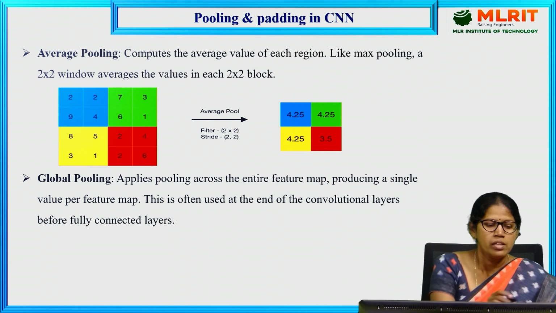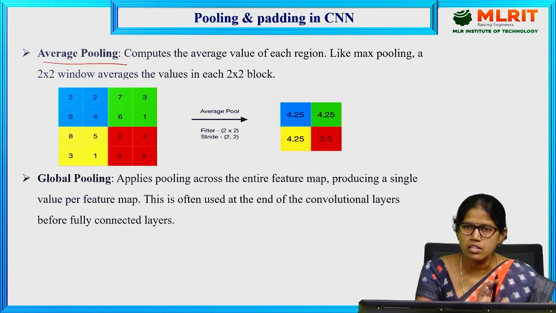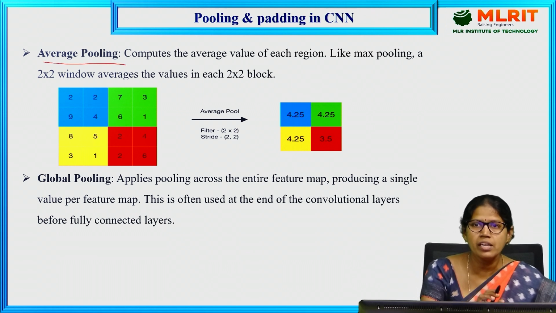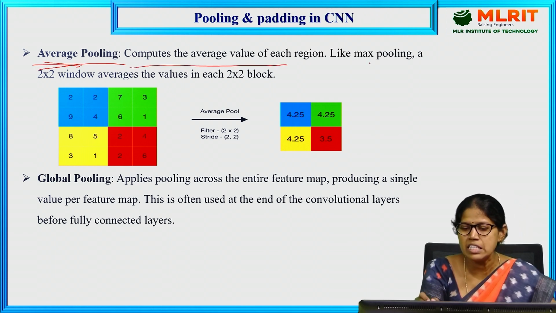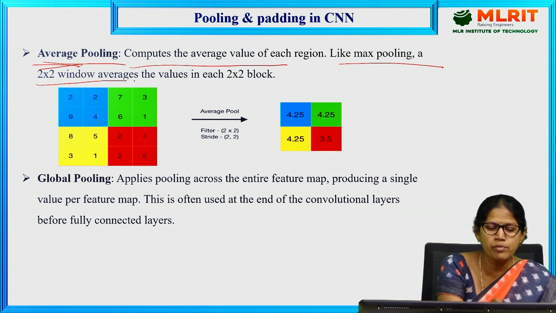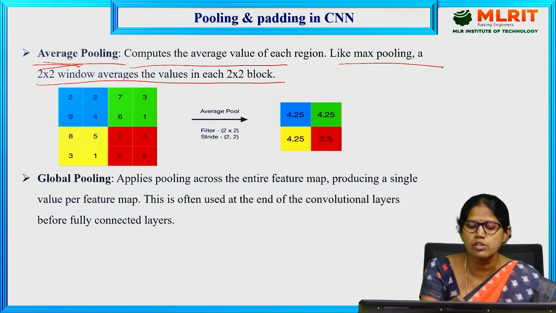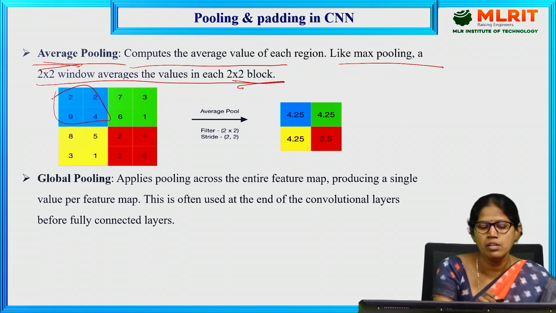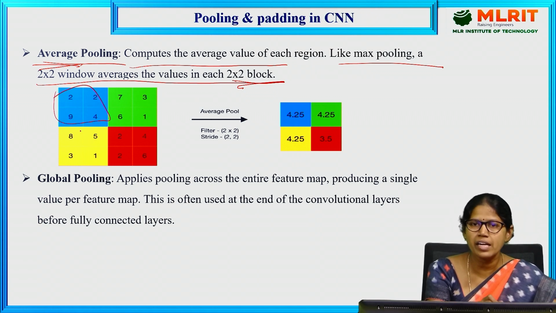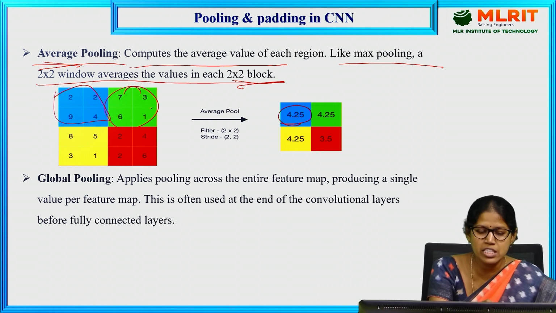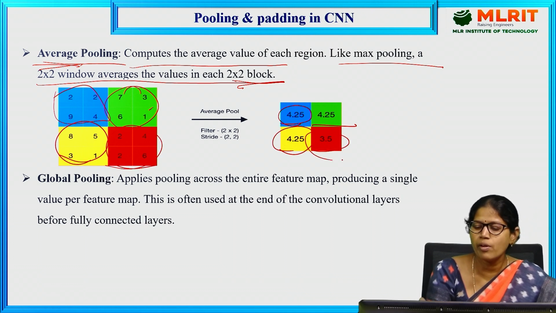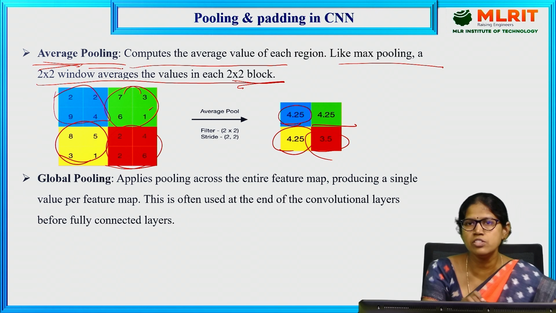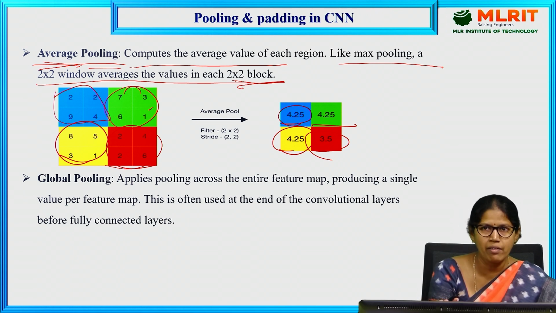Okay. Next, average pooling. It will also take the same 2x2 pooling window, but here it will perform the average. It computes the average value of each region, unlike max pooling. A 2x2 window averages the values of each 2x2 block. First, it will take 2 plus 2 plus 9 plus 4 divided by 4. So the output is 4.25, and again for this block 4.25, and again this block 4.25, and this block 3.5. In such a way, it performs the average pooling operation.